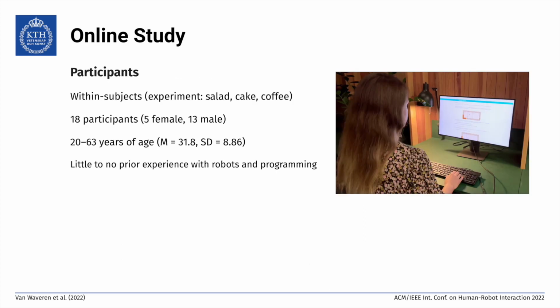We conducted a within-subjects online study in which all 18 participants went through the 3 experiments in random order: the salad, the cake, and the coffee experiment. Participants were 5 female and 13 male and between 20 to 63 years of age, with little to no prior experience with robots and programming. They were provided with an introduction to robot failures and rules to correct them.